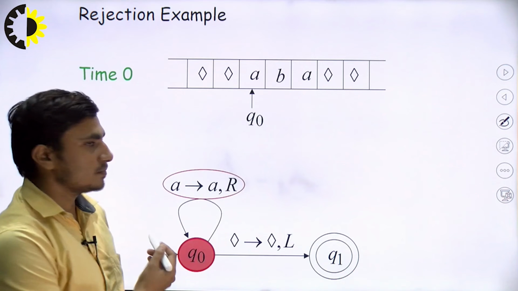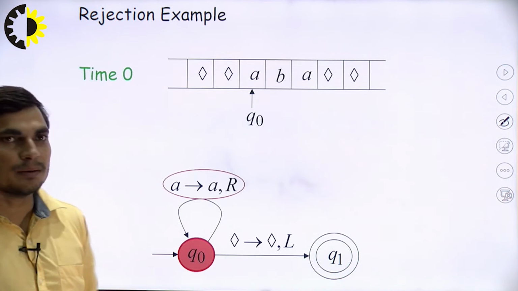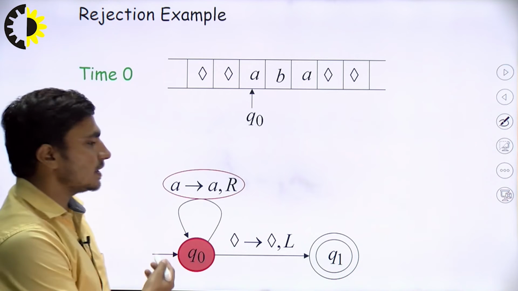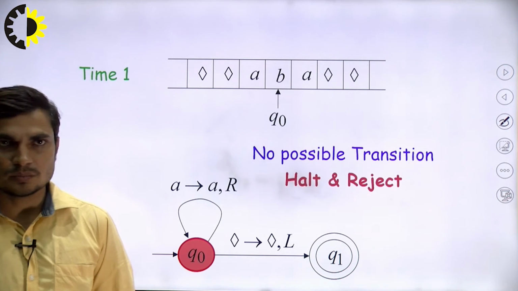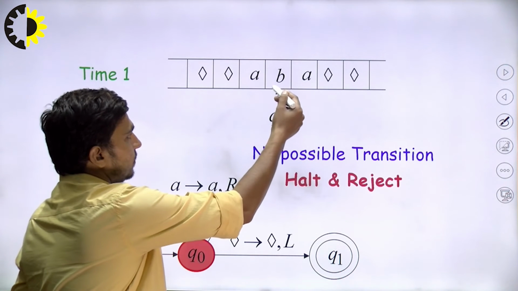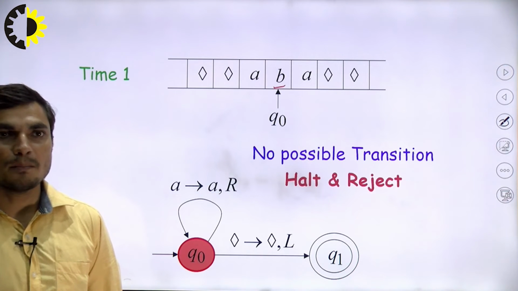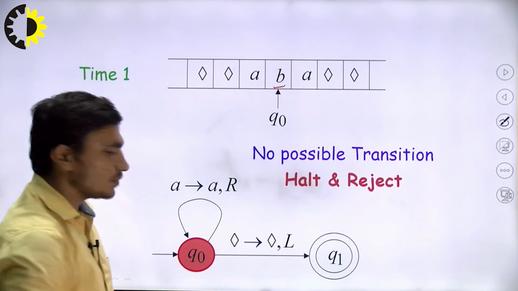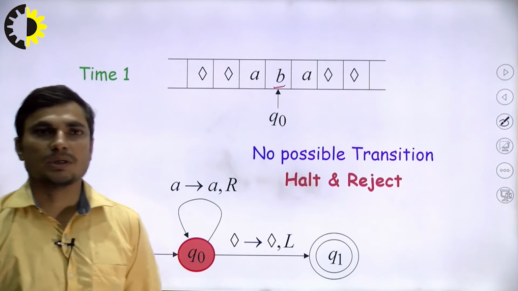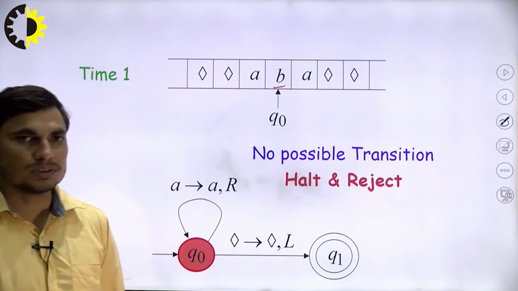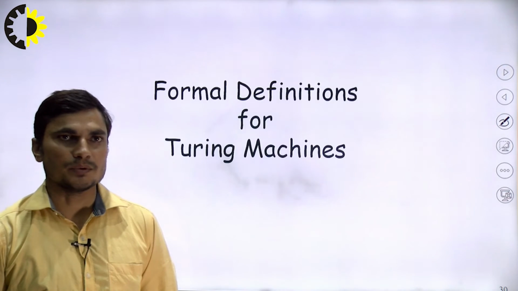Now let's just take a look at this regex example. What string are we having? We are having ABA. When it is reading input A, it will write A and move towards the right side. Now at this particular point, the input to be read is B. So we are going to read the input B, but there is no transition possible for input B in this Turing machine. So as there is no possible transition, the machine will halt, and the machine is halting at this state Q0. So that is why it will reject the input.